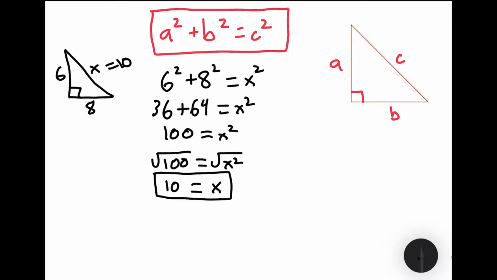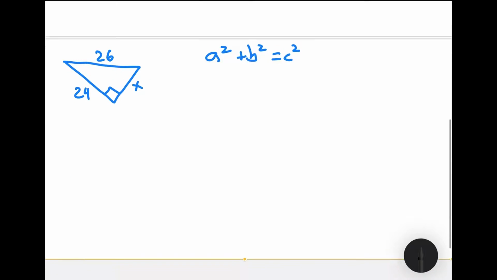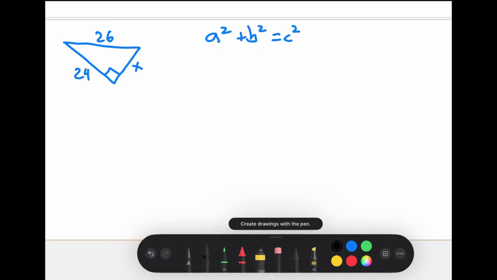Now let's do another example, but this time we're missing one of our legs instead of the hypotenuse. In this triangle, we have two legs again that make up the 90-degree angle, 24 and x, so x is our missing variable, and we have our hypotenuse, which is c, and that's 26. So we've identified our legs and our hypotenuse. That's step 1. Now step 2 is let's plug our values into the Pythagorean theorem.